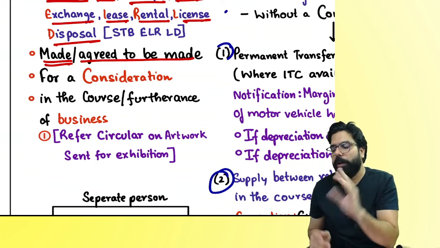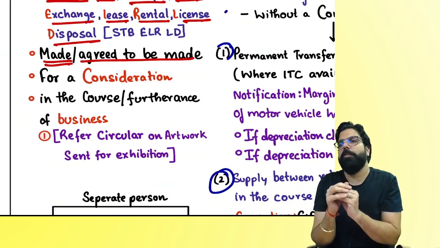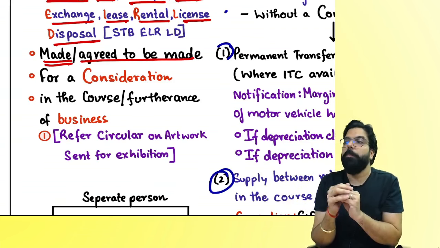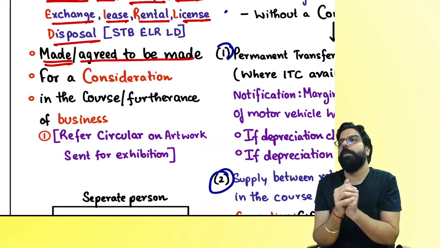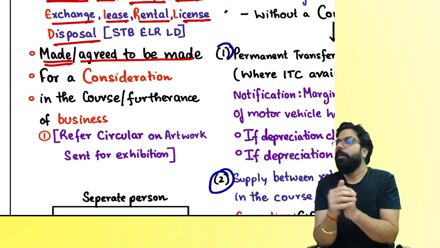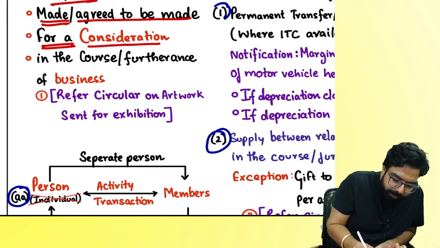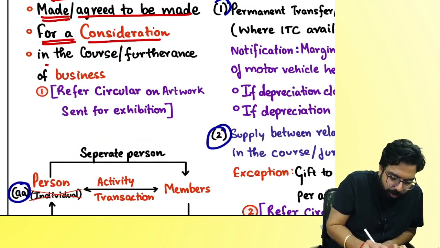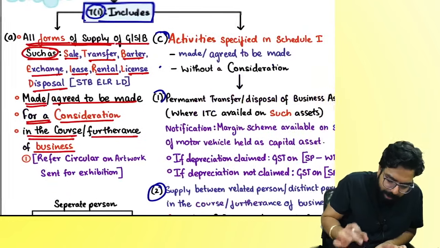Okay, you give me 100 rupees. I gave you the book. Supply done or not done? Done. You gave me the money. I told you the books will come next month. Have I agreed to make? That will also come in supply. Then it says it should be for a consideration and it has to be in the course or furtherance of business. Please tell me, are we clear with this?